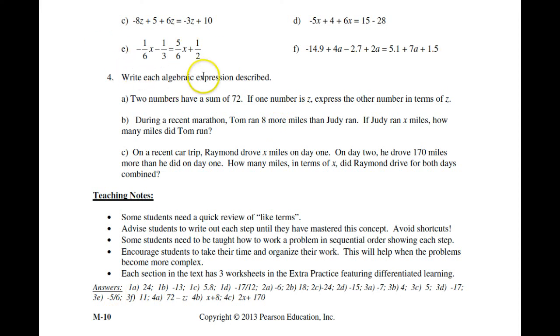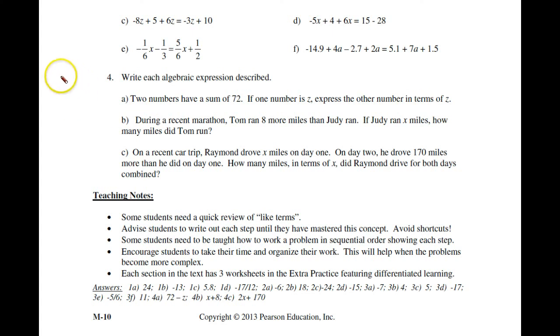Okay, write each algebraic expression described. Two numbers have a sum of 72. If one number is z, express the other number in terms of z.